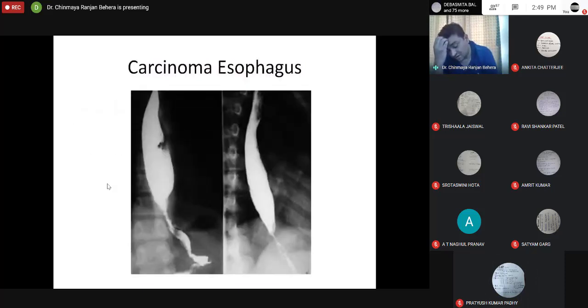Now coming to the barium. What I have done is mainly what will be there in the exam. I'm just going through them. These are the things basically that will be asked in your MBBS exam.